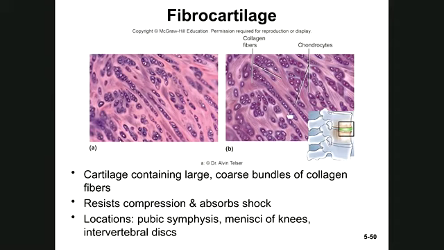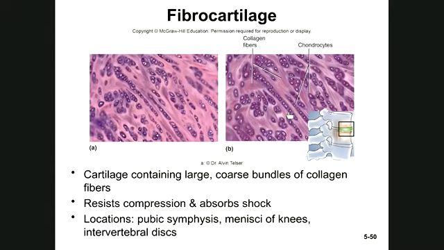In this type of cartilage, we cannot see the chondroblast. We have a very small amount of ground substance. The densely interwoven collagen fibers contribute to the durability of this cartilage. Cartilage can resist compression, and it can act as a good shock absorbent in some parts of our body.